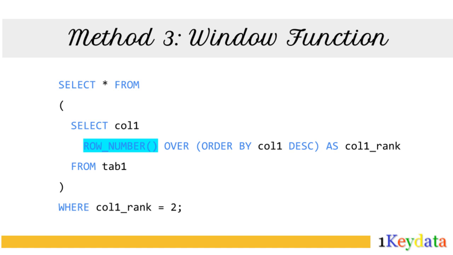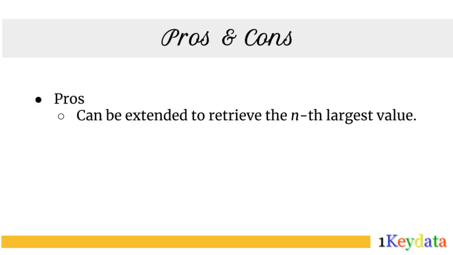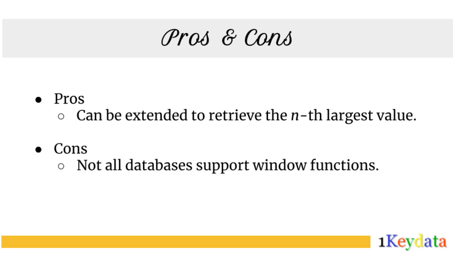If handling ties is important, you can then decide whether to use rank or dense rank depending on how you want to treat ties. At the end of the query, we specify that we are looking for the second highest ranked value. The pro of this approach is that it can be extended to find the nth largest value. For example, to retrieve the third largest value, we simply change the last where clause to col1 rank equals 3. The cons of this query are that not all databases support window functions. Also, compared to the previous 2 approaches, this code is relatively complex.